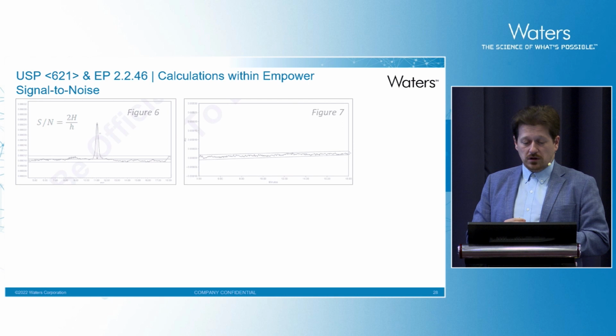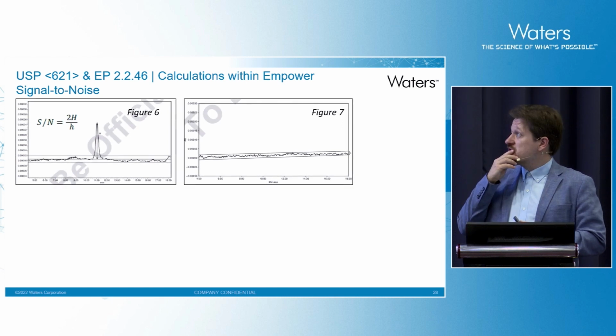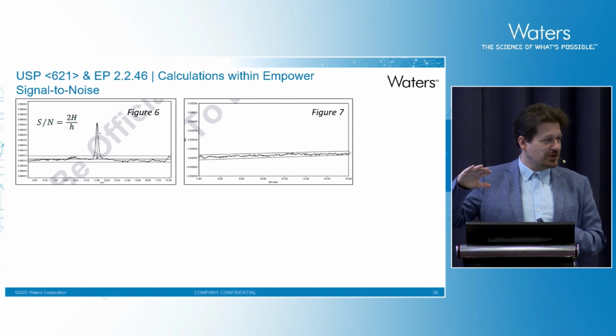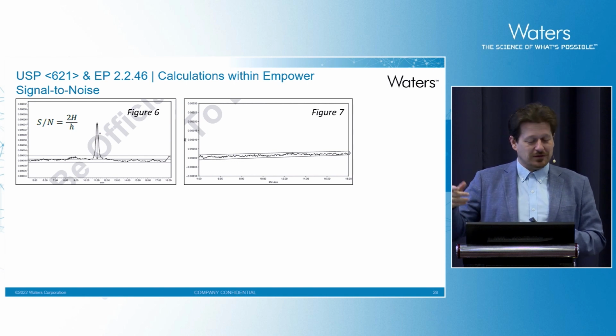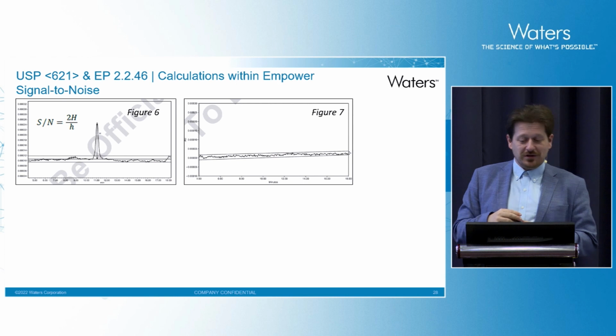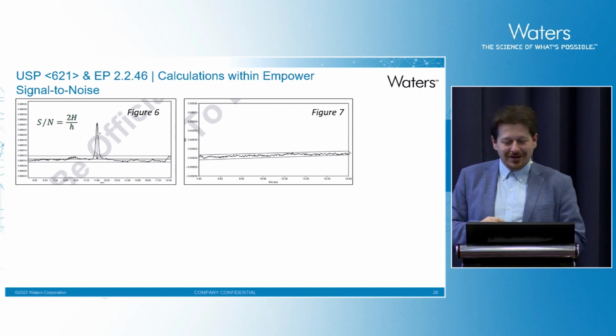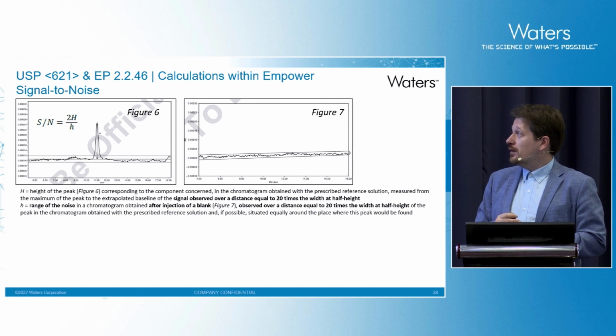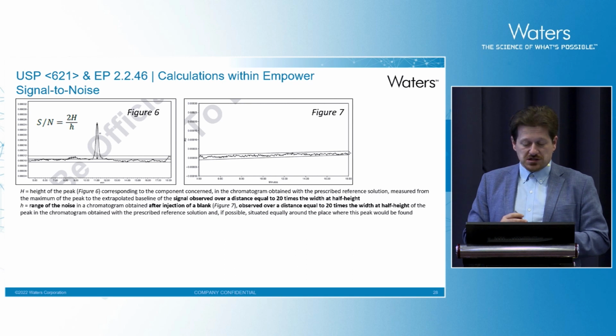Signal to noise calculations. These are pictures taken from the USP. On the background you see "Be Official." This is because it's not December 1st yet. On December 1st this "Be Official" watermark is gone and there's only "Official" left. And we have to do 20 times the width of the peak. Preferably from the injection of a blank.